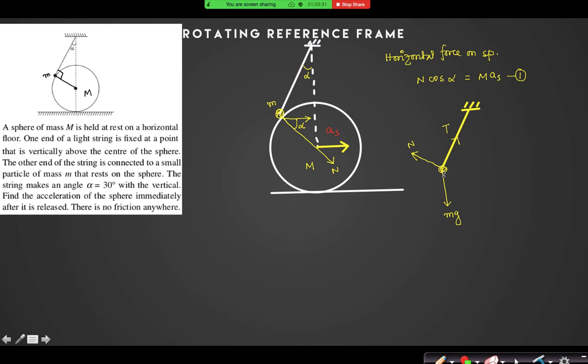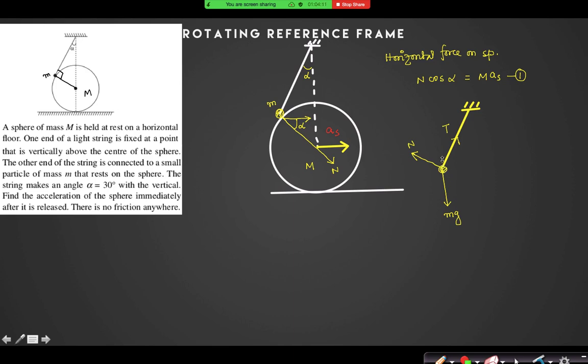Now if I release that ball from here, can you comment on the acceleration of the ball? Which direction will the ball accelerate at that particular instant? Towards the center of the sphere. Why? It will perform a circular motion. So in circular motion, we have seen that two types of accelerations always act: one is towards the center, which is radial, and one is tangential acceleration.